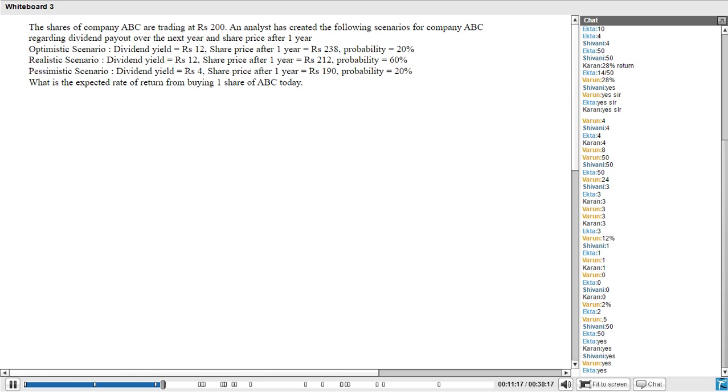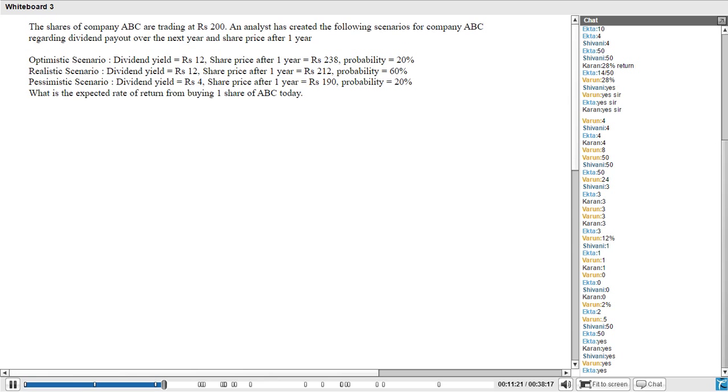So the shares of company ABC are trading at rupees 200, and an analyst has created the following scenarios for company ABC regarding dividend payout and share price after 1 year. Optimistic scenario, dividend yield of 12 and share price would be 238 with a probability of 20%. Then a realistic scenario and a pessimistic scenario. We have to calculate the expected rate of return from buying one share. So let's solve this question.